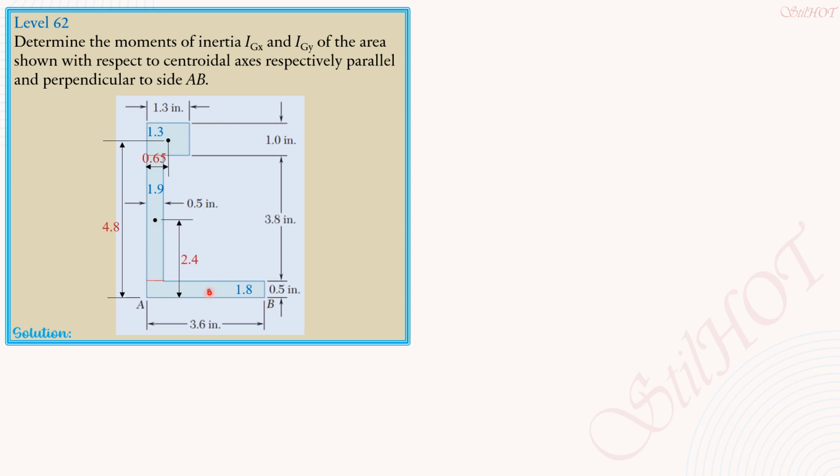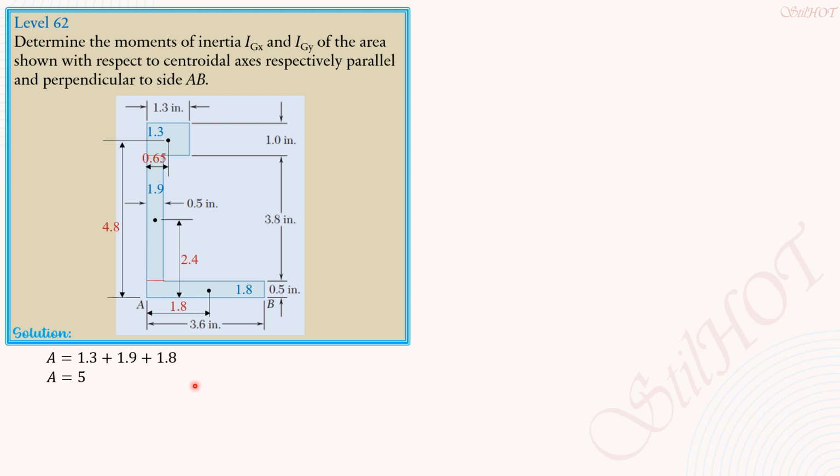Then for this centroid here, its distance from the bottom is half of 0.5. I will not show it, but its distance from the left edge, which is the vertical, let's call this the y-axis also, is half of 3.6, so 1.8. So area is equal to 1.3 plus 1.9 plus 1.8, so area equals 5 square inches.